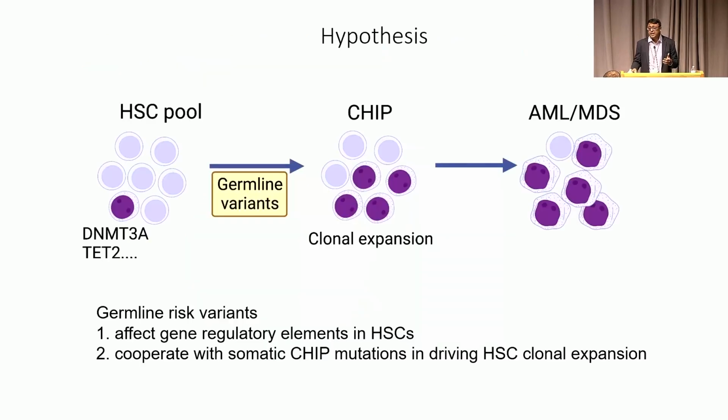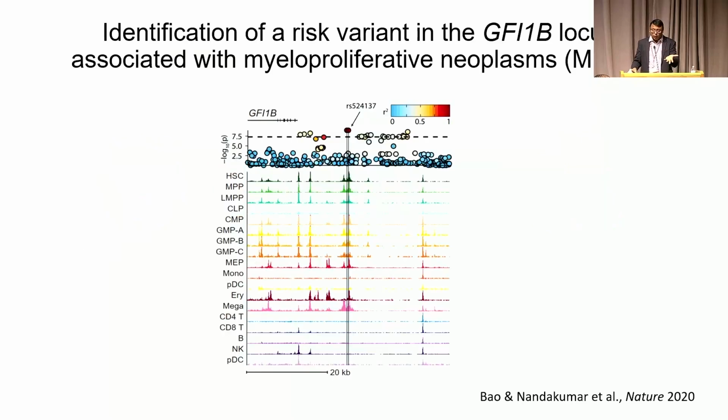The hypothesis we have in our lab is that because these variants are non-coding, these germline variants affect gene regulatory elements, and they affect elements in the hematopoietic stem cell compartment, or HSCs. The other hypothesis we have is that these germline genetic variants likely cooperate with the somatic CHIP driver mutations such as TET2, DNMT3A, SF3B1, to allow the progression of these mutant clones to expand. We have some evidence to support this in our previous study, so I'm going to quickly go over our previous data.